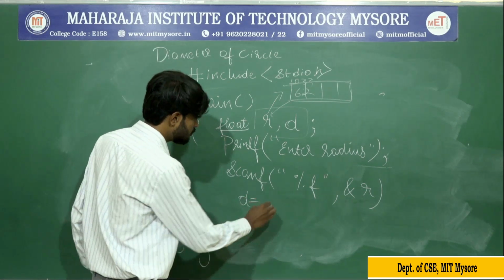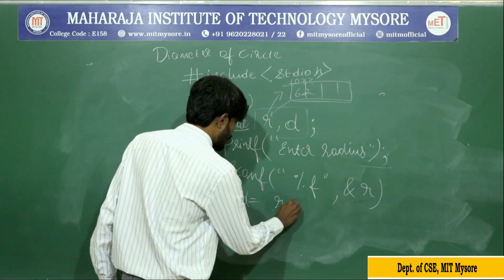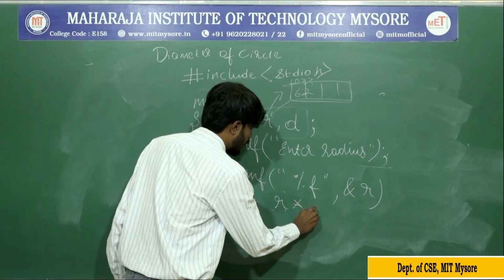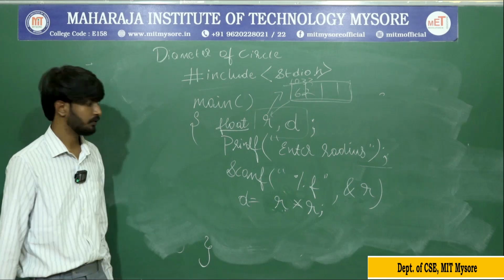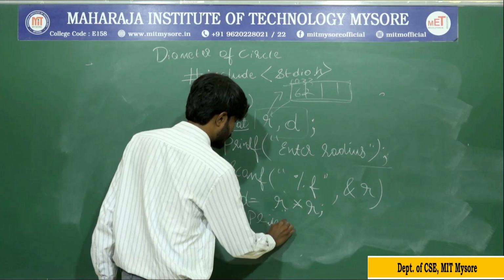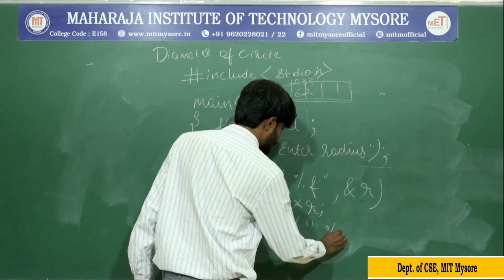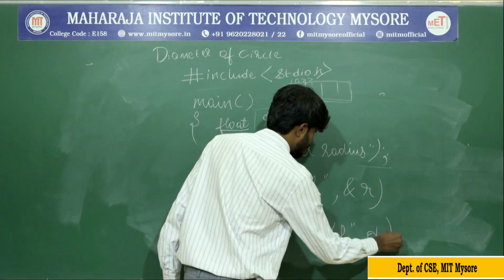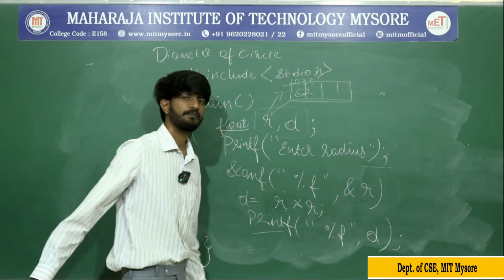Okay. Since I have taken the radius value, I need to do the computation for the diameter. d equals 2 into r. So 2r will give us the diameter. Now we are going to print that value. %f, d. The value is in d. So the %f, d will yield the value of the output.